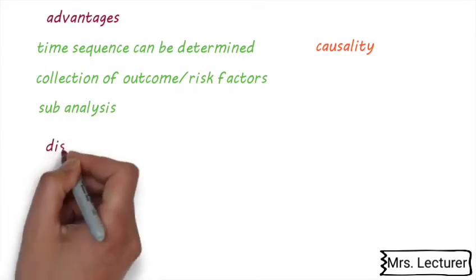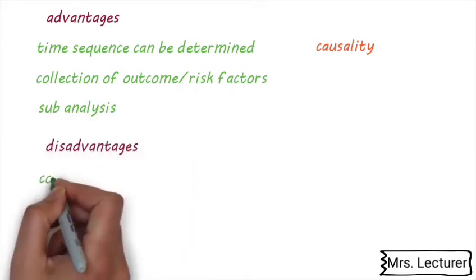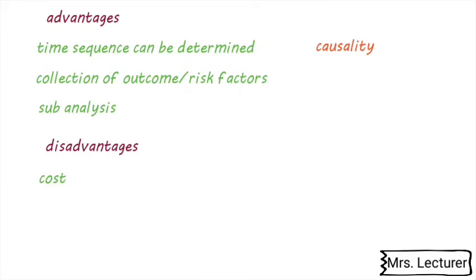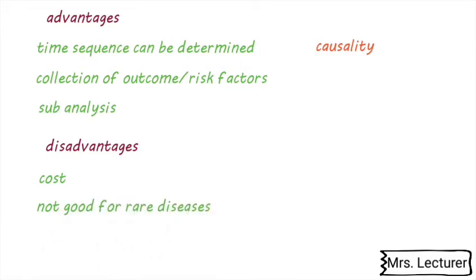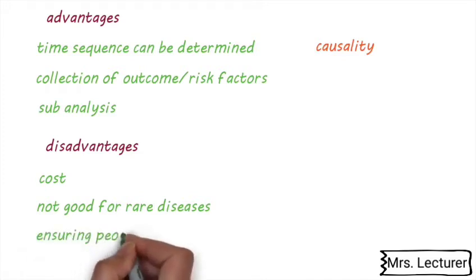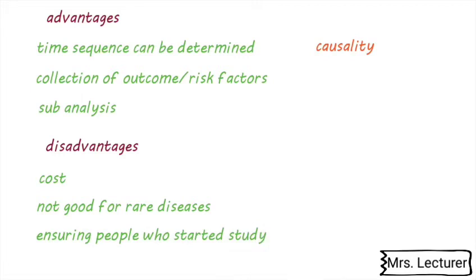A disadvantage of cohort studies is the high cost, as they can involve a large number of people being followed over a long period of time. They're generally not suitable to study rare diseases. A challenge in cohort studies, especially ones that are conducted over a long period of time, is ensuring that people who started the study stay until the end of the study. If many people drop out, it will affect the results of the study.